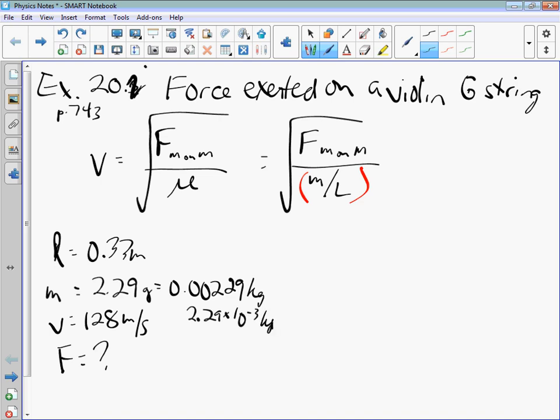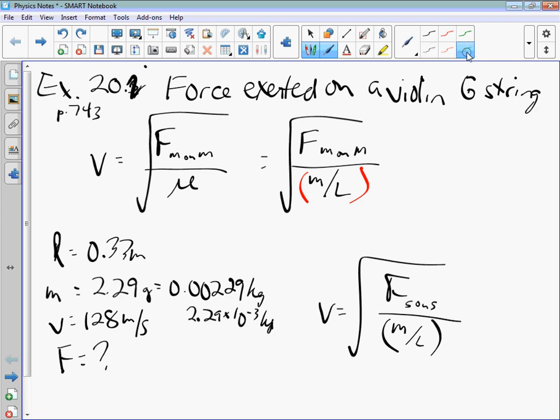Otherwise, it's pretty straightforward. So our velocity would be equal to the square root of the force of the string on the string, which is sort of weird that we're talking about one part of the string pulling on the other part, over mass over length, or over mu. But I'll just stick with that. We're interested in finding force. Anytime that there is a square root that we want to get rid of, we have to square both sides. So by squaring this and by squaring that, we now get rid of this square root.